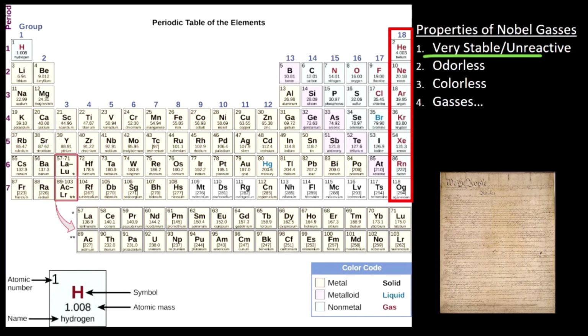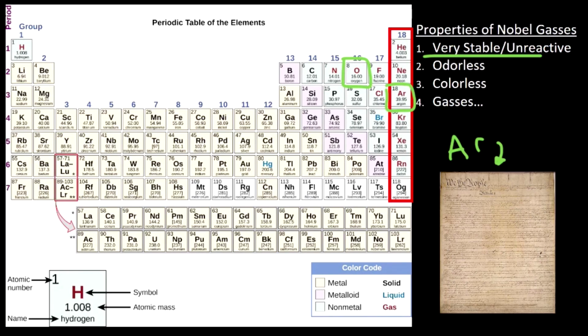So for that reason, they're actually used when you want to preserve something. So down here, you see the preamble to the Constitution, and it's stored in argon, Ar, one of our noble gases, which you see right there. And so if you go to Washington, D.C. and take a look at the Constitution, it'll be placed in a case surrounded by argon, and that's to preserve it so it doesn't deteriorate. If it were in oxygen, which is not a noble gas, it would actually deteriorate because oxygen is actually pretty reactive. It'll react with that over time.